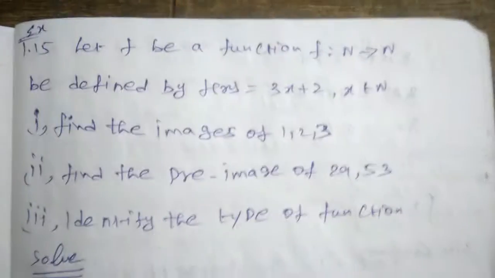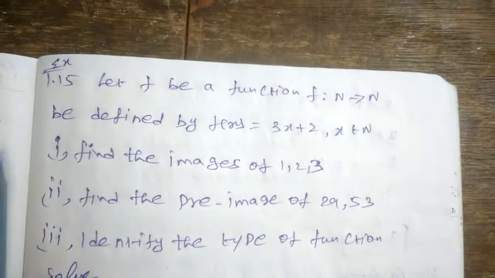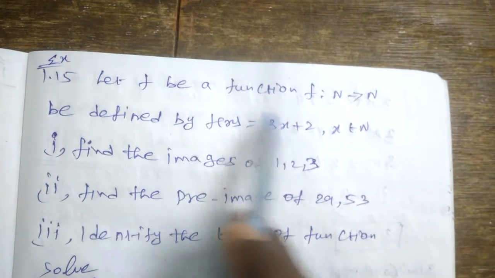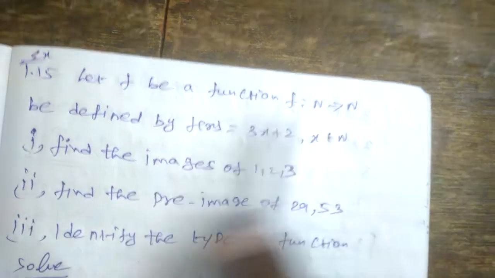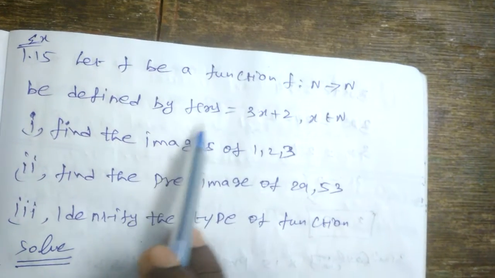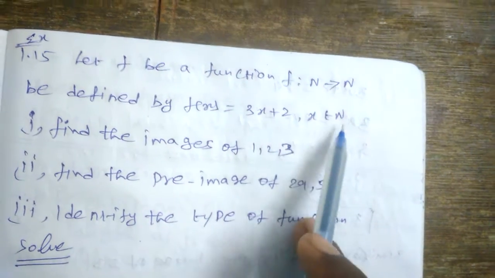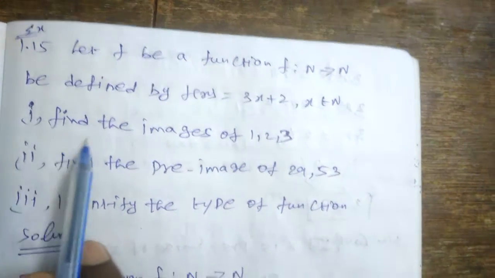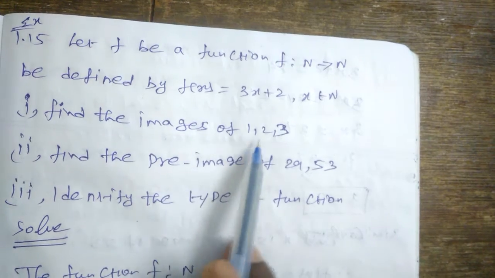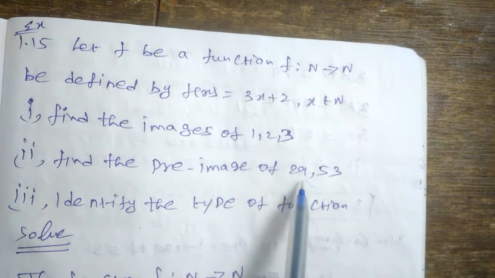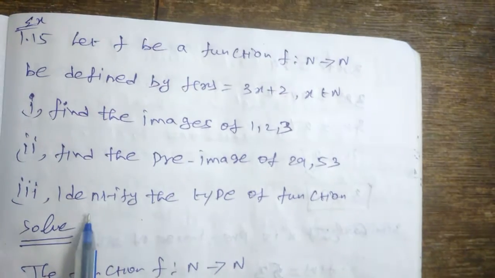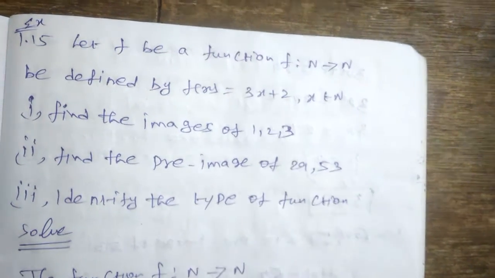That's all. Okay. Next, example number 1.15. Let f be a function from N to N defined by f(x) equal to 3x plus 2, x belongs to N. First question, find the images of 1, 2, 3. And the second question, find the pre-image of 29, 53 and identify the type of function.